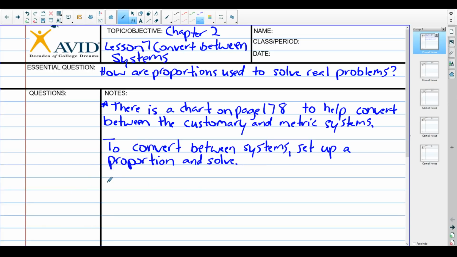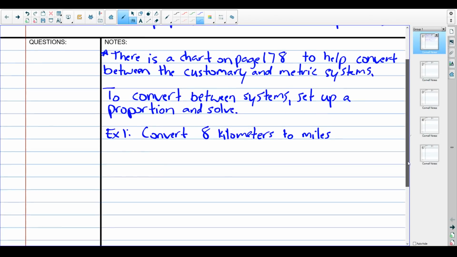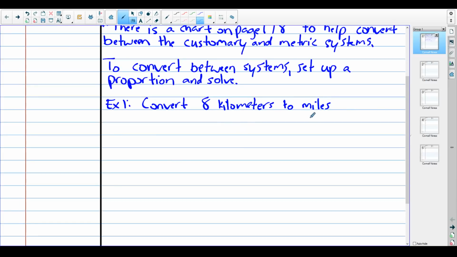So example 1. And all these are word problems, so that's getting with pain. Convert 8 kilometers to miles. So next time you're in Canada, and it says you have to drive 8 kilometers, or if you're running, it's not a 5K or a 10K but an 8K for some reason, and you want to know how many miles that is, this is the problem for you. Since these are word problems, you're going to start with your key, which is the two things you're comparing, in this case kilometers and miles.